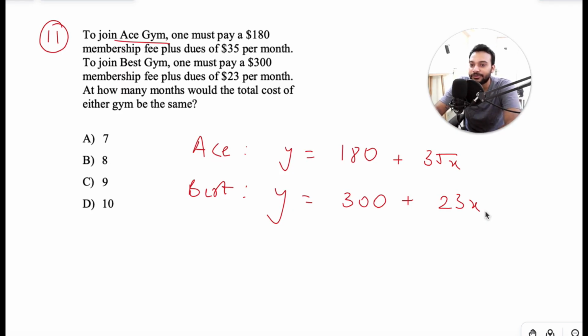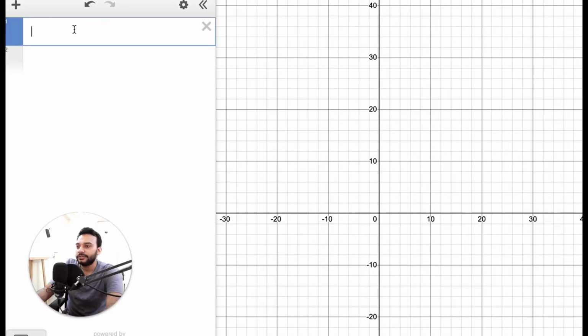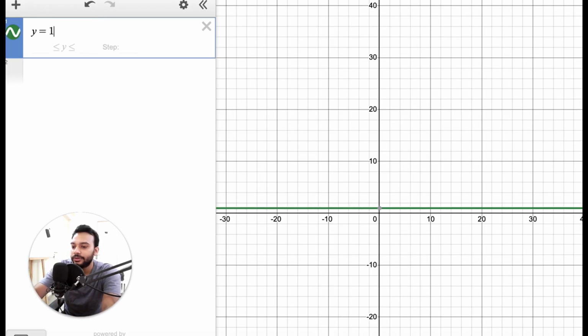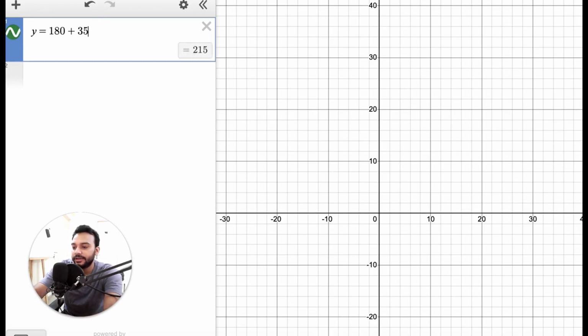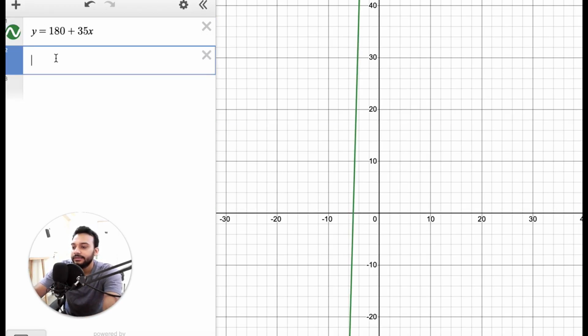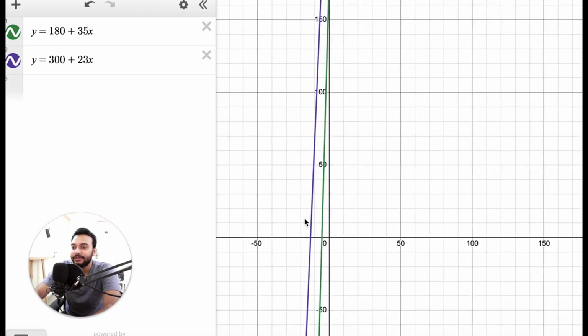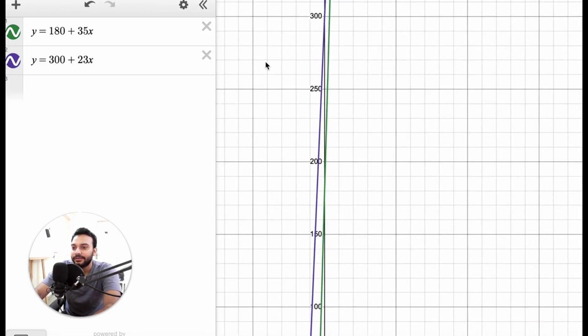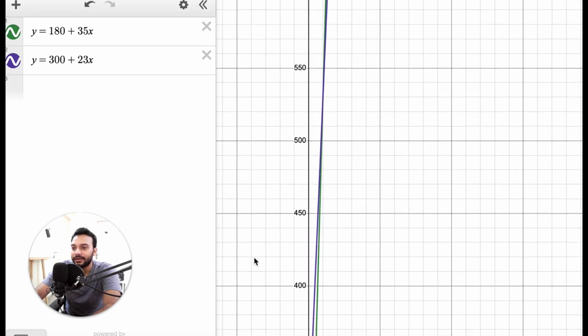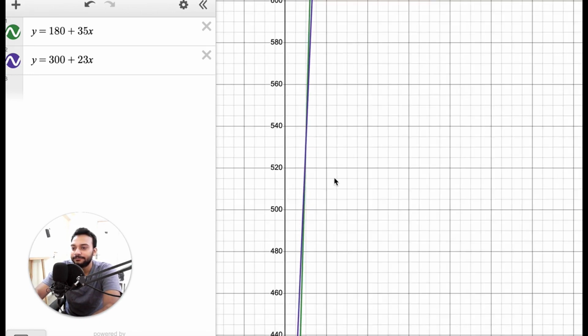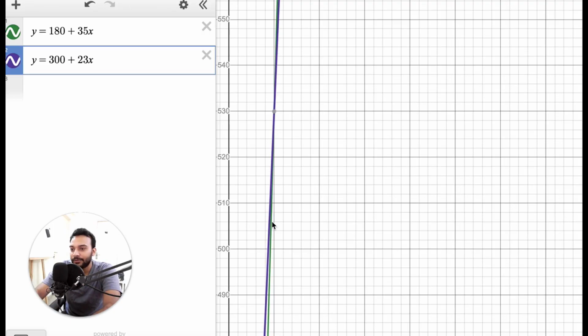So head straight to DESMOS. Just at the sound of that, go straight to DESMOS. Okay. So first equation, y is equal to 180 plus 35x. Second equation, y is equal to 300 plus 23x. Okay, and let's see where they intersect. So I'm zooming out to see at what point they are intersecting. Okay, now we can zoom in here and click on any one of the two.